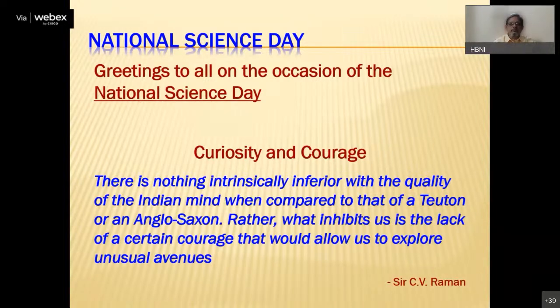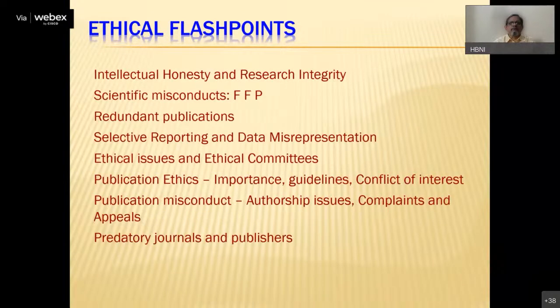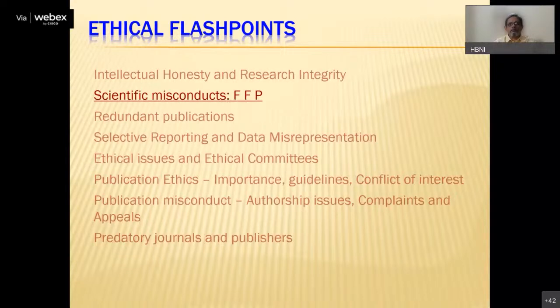Okay, so we now proceed to the next part of the lecture. Last time we were talking about scientific misconducts, where we had discussed fabrication, falsification, and plagiarism. At the end of the lecture, I found some questions which I thought I must include some more slides on plagiarism to explain more clearly what this whole thing is about. So I'll continue with plagiarism a little bit.